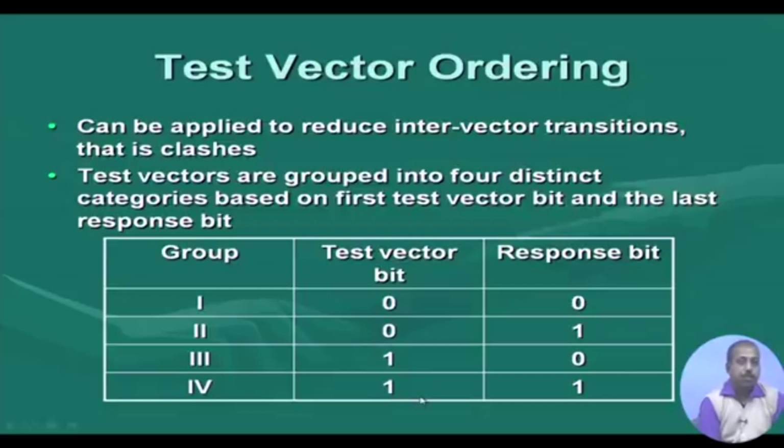Now, after we have divided the test vectors into 4 different groups, we can frame a policy to reduce the clashes. Why? See these group 1 vectors and group 4 vectors: they do not create any clash between themselves.